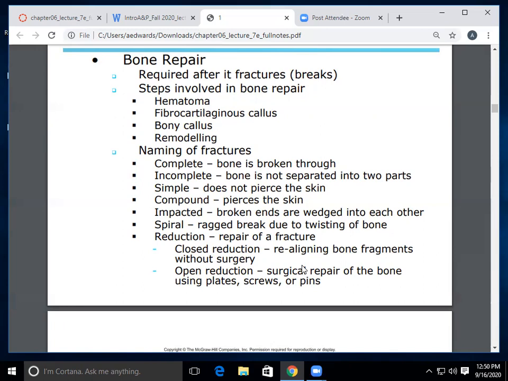If the break results from some sort of twisting, you can get a spiral fracture, okay, where the way it cuts is kind of, it makes almost like a circle. Or kind of like the way the double helix winds around.